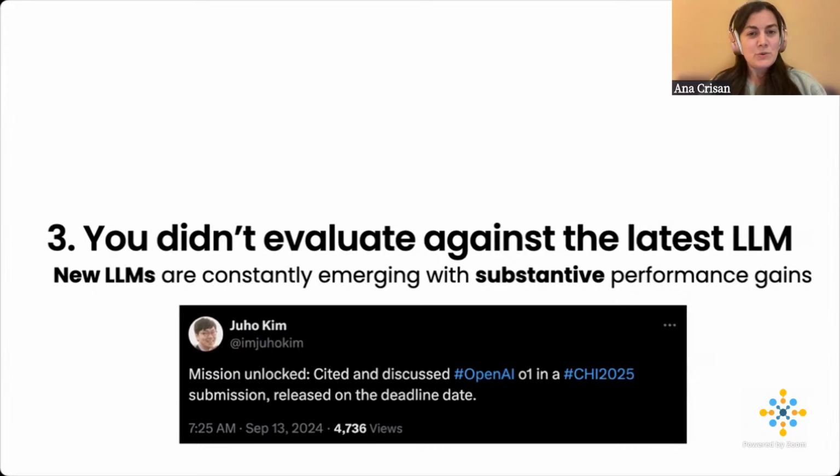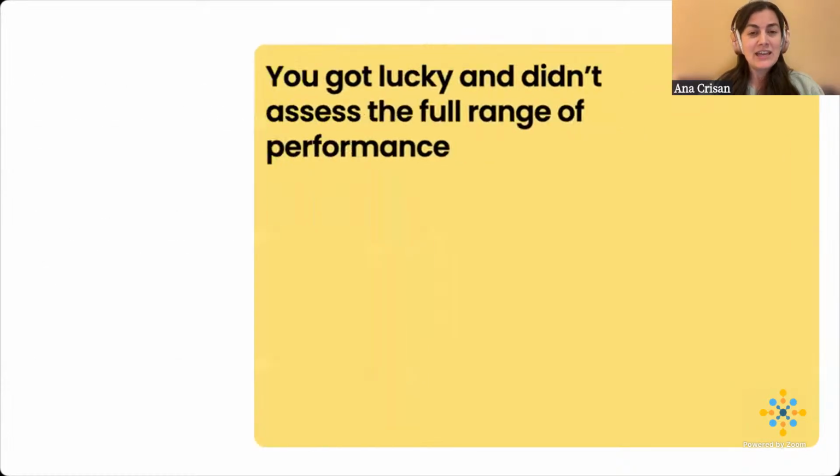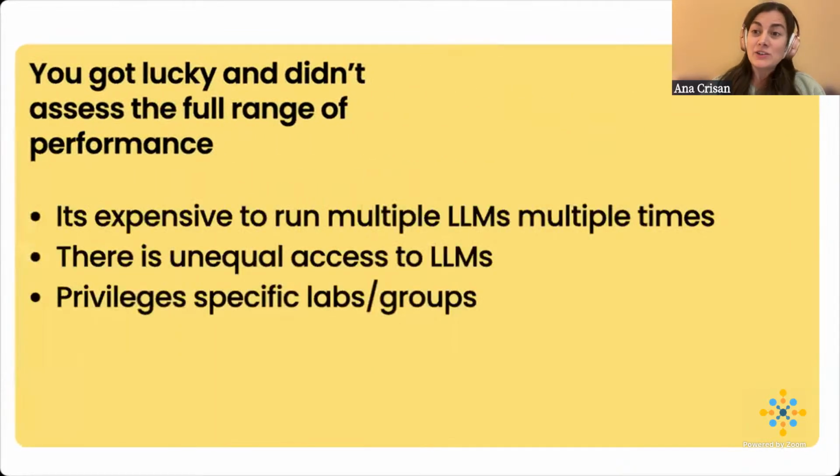So when we take these first three batches of critiques, what it comes down to is people are saying, you're reporting this performance, you're trying to study this behavior, but you just got lucky and you're not actually showing the full range of performance or what things might look like out in the wild. And while it can be a valid critique, I don't think that we should dismiss it.